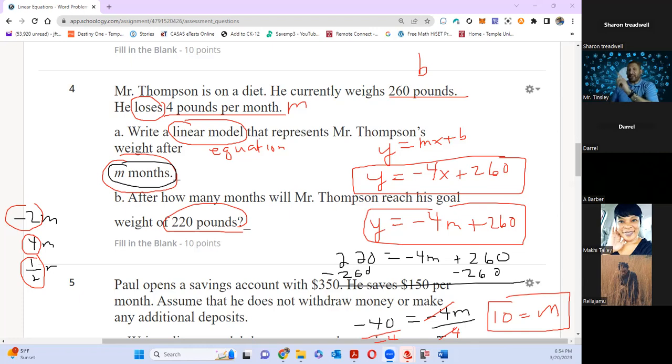Most people make the mistake here. This loses 4 pounds. Most people do Y equals 4X plus 260, instead of Y equals minus 4X plus 260. Everybody understand that? Yeah, I get that now. I get it now because the key word was lose, and you gotta make sure you know that's a negative, not a positive. Exactly. And because this is a word problem.